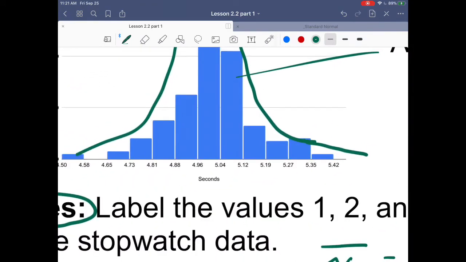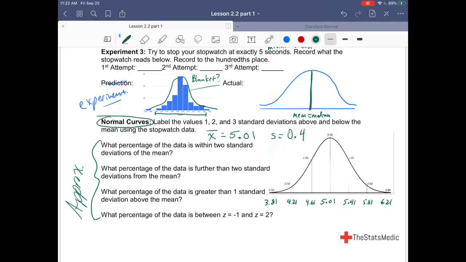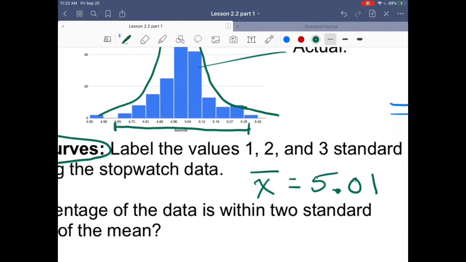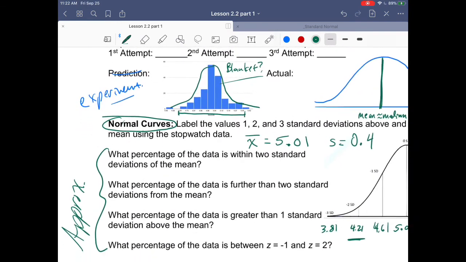So in this experiment, what percentage of our submitted data lives between 4.21 and 5.81? Well, most of it, right? So exactly what percent? We don't know yet. Because all we have right now is approximately. We would need every single data value to calculate what percentage.